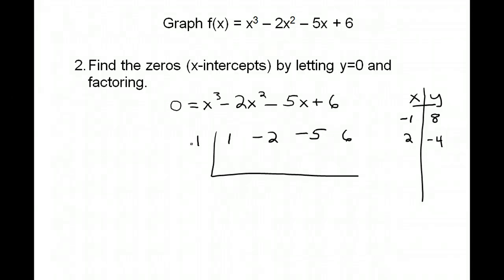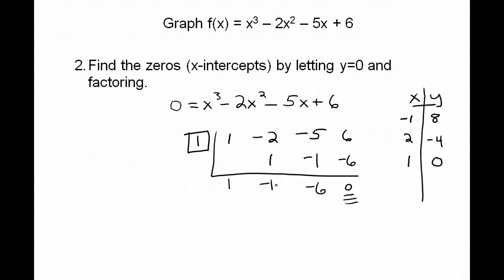Alright, let's try another one. Okay, let's try the number 1. I bring down my 1, then I multiply and add. Multiply and add. Multiply and add, and I get 0. Okay, so that means when I put the number 1 into that function, I get a 0. That also means that this is an x-intercept, which means I consider 1 a 0.